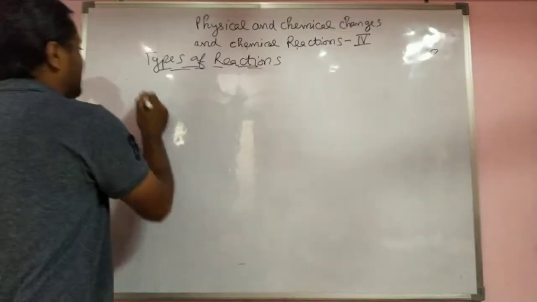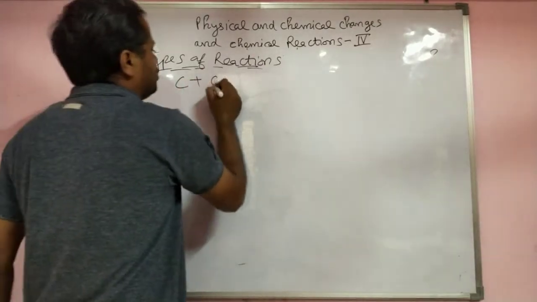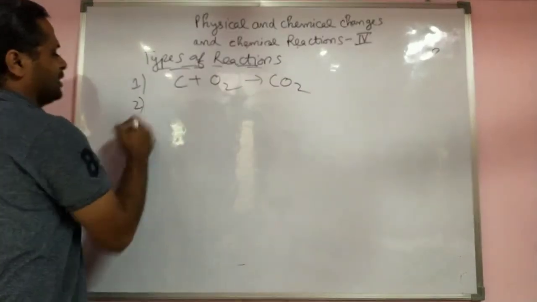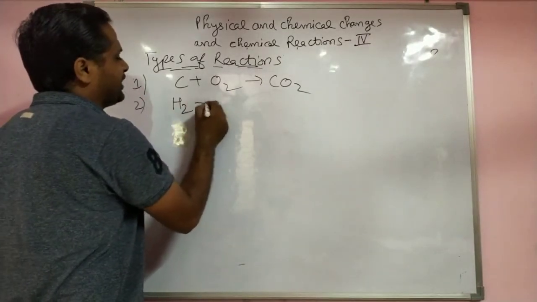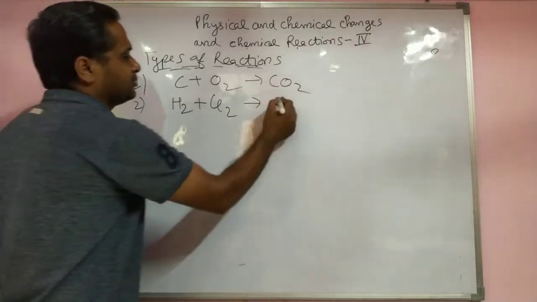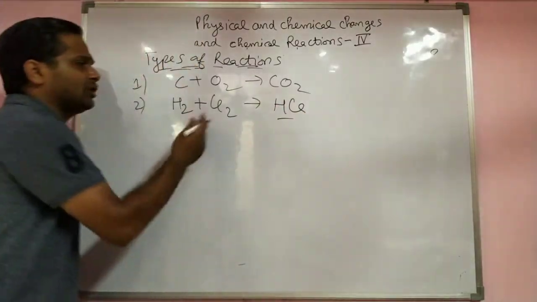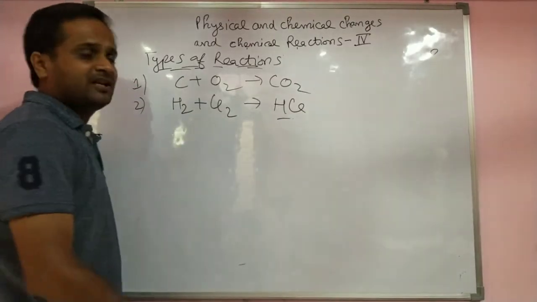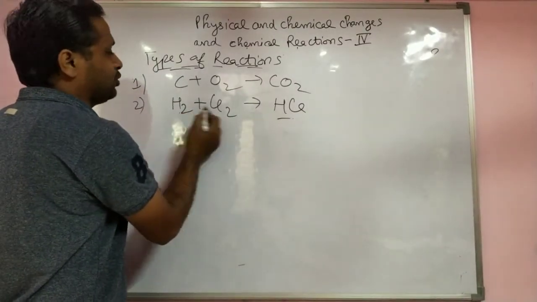Yes, the first reaction, as already told: C plus O2 gives CO2, already balanced also. The second reaction: when H2 reacts with chlorine, it forms hydrochloric acid, HCl. This is also an example of a combination reaction. Two reactants combine with each other to give us one product. Here is hydrogen 2, here chlorine.